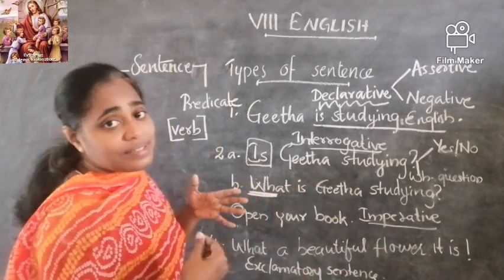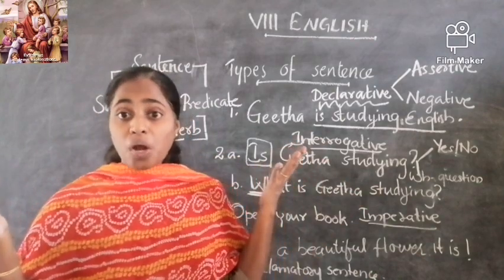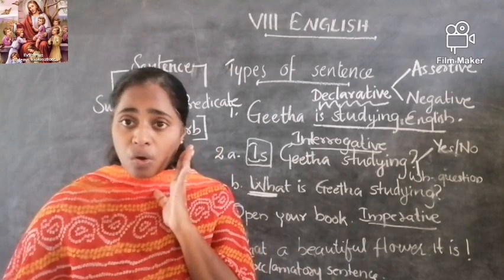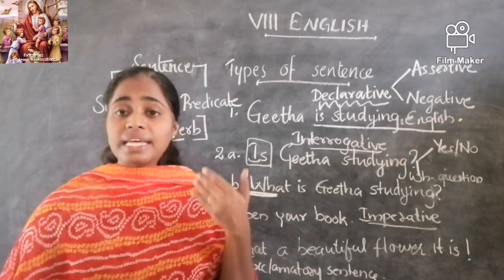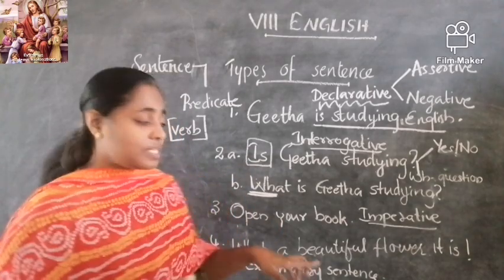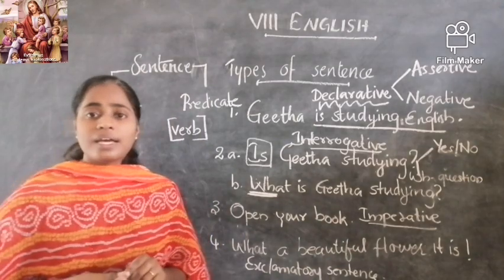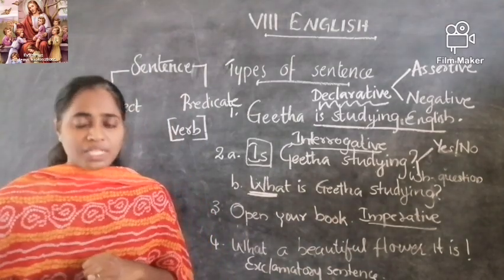And the last one is: what a beautiful flower it is. What a big elephant. Oh, whoa, oh my God. So what is that? It expresses our emotions and feelings. Such types of sentences are called exclamatory sentences. What are they called? Exclamatory sentence. So these are the four types of sentences.